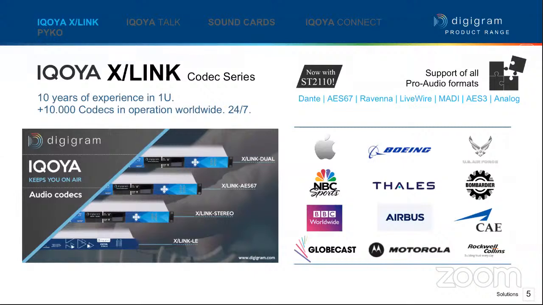So Akoya technology has been around for years. It's been well over 10 years. It was developed in 2009. There's well over 10,000 codecs in operation worldwide every day, 24/7. This is not an exhaustive list of companies that you might be familiar with that use the technology, but you're in very good company with using Akoya. From Apple to NBC to BBC to some very major companies.